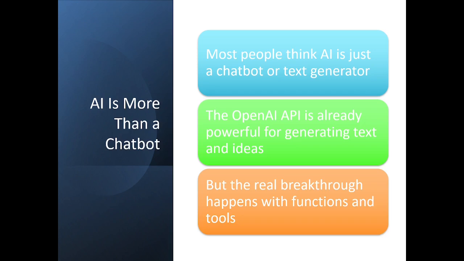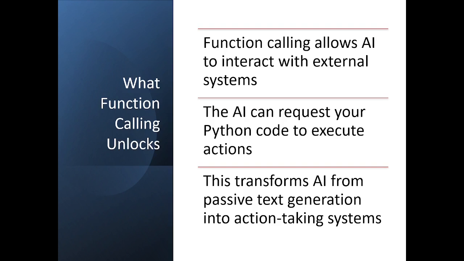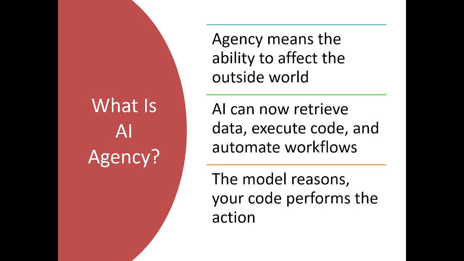So AI is more than a chatbot. Most people think that AI is just a chatbot or text generator. And the OpenAI API is already powerful for generating text and ideas. But the real breakthrough happens with functions and tools. So function calling allows AI to interact with external systems. The AI can request your Python code to execute actions. So this transforms AI from a passive text generation tool into a system that's able to take actions on your behalf. So this is what we call agency.